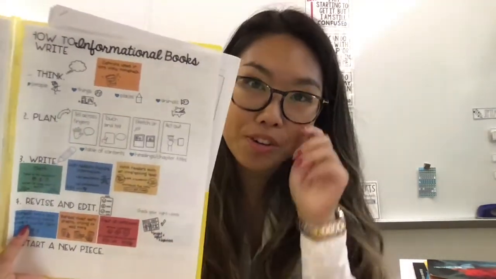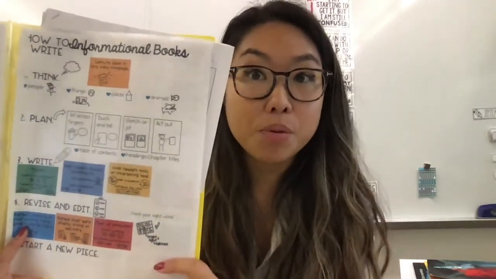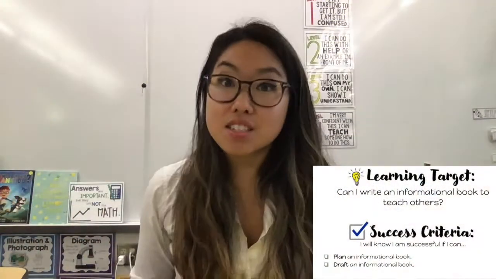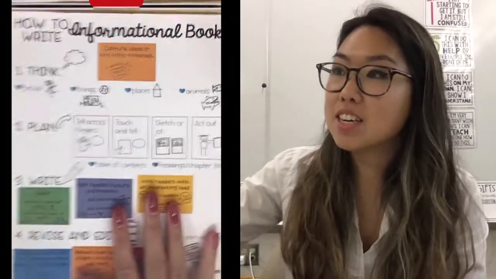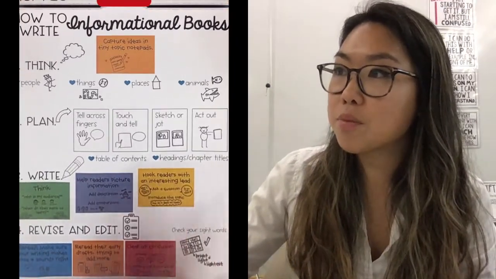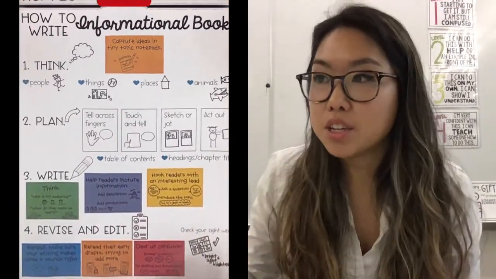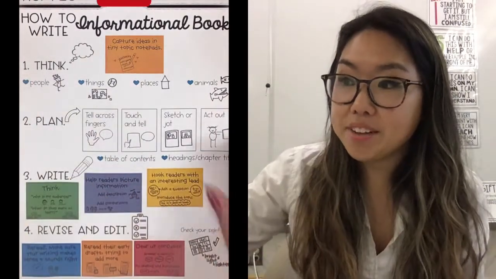So today what we're going to do, our learning target is that we will be able to plan and start to draft our informational book. So we're going to put this down, hands off, and make sure you're listening and watching. Today we're going to start our plan and our draft. You can see this is our informational books, how to write. You can see on the side there's 5 different steps.